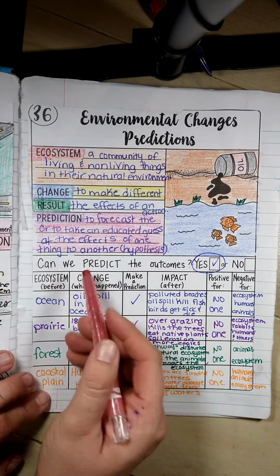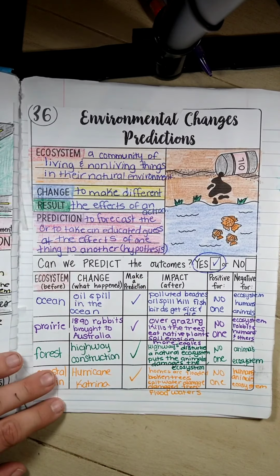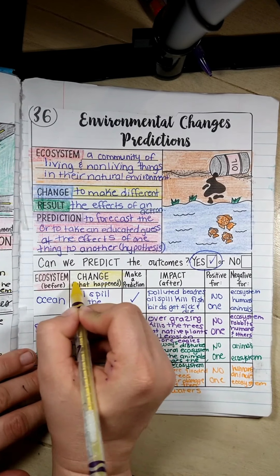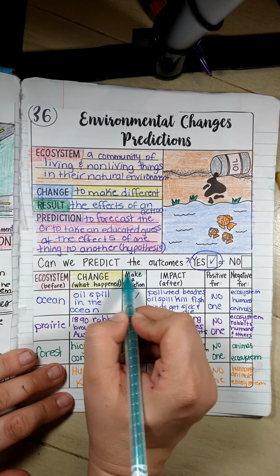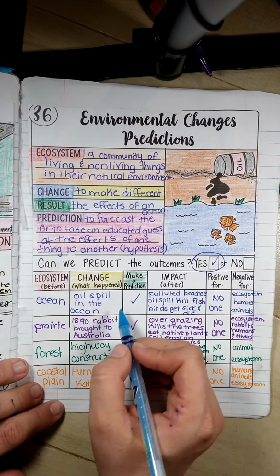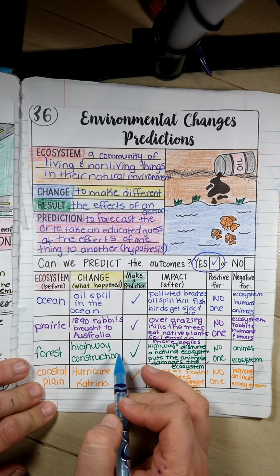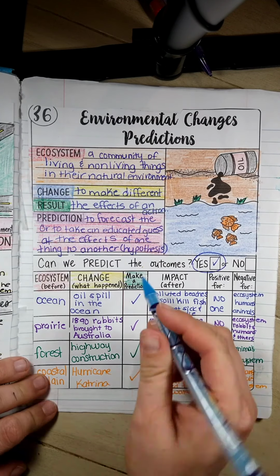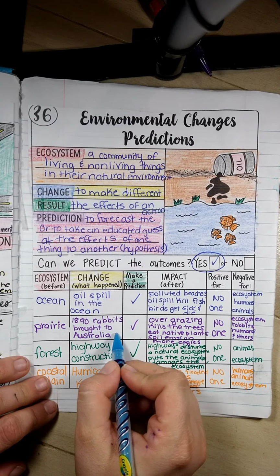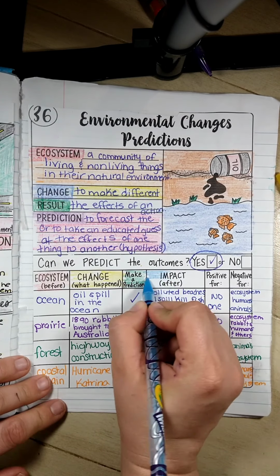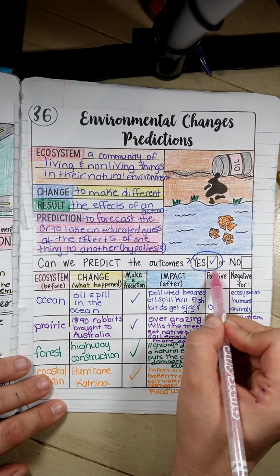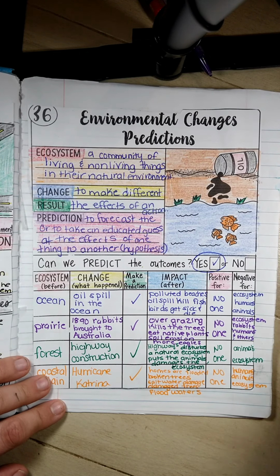All right, so I'm going to color my pages, and then that will be it for our environmental changes prediction or our examples. So now we know how an environment can change based on natural events. This was a natural change. The rest of them were a man-made change. Even though the rabbits are natural, the humans brought them over. So if they didn't bring it over, it wouldn't have had an effect. And if you notice, these are positive for no one. Every single one, not positive for anybody.